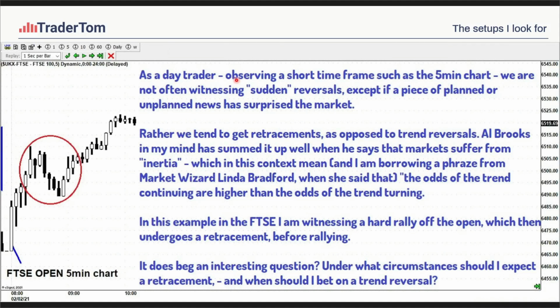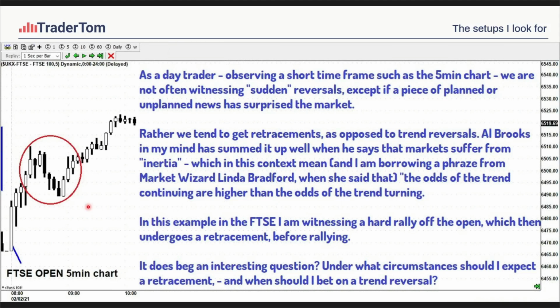So as a day trader observing a short time frame, such as the 5-minute chart, we are not often witnessing sudden reversals, except if a piece of planned or unplanned news has surprised the market. Rather, we tend to get retracements as opposed to trend reversals. Al Brooks, in my mind, has summed it up so well when he says that markets suffer from inertia, which in this context means, and I'm borrowing a phrase here from market wizard Linda Bradford Raschke, when she said the odds of the trend continuing are higher than the odds of the trend turning.